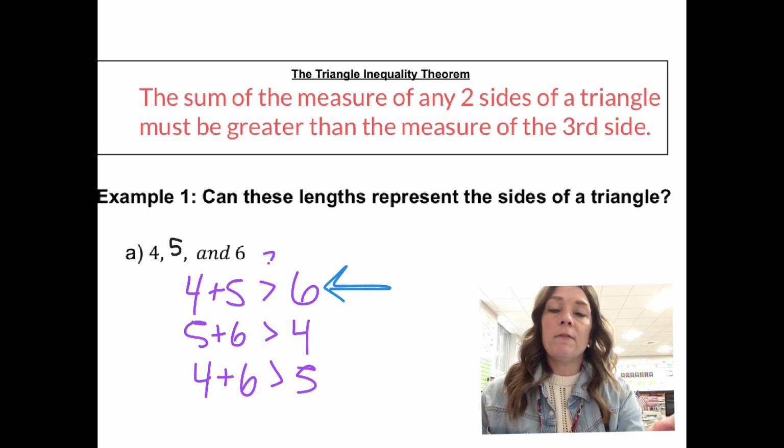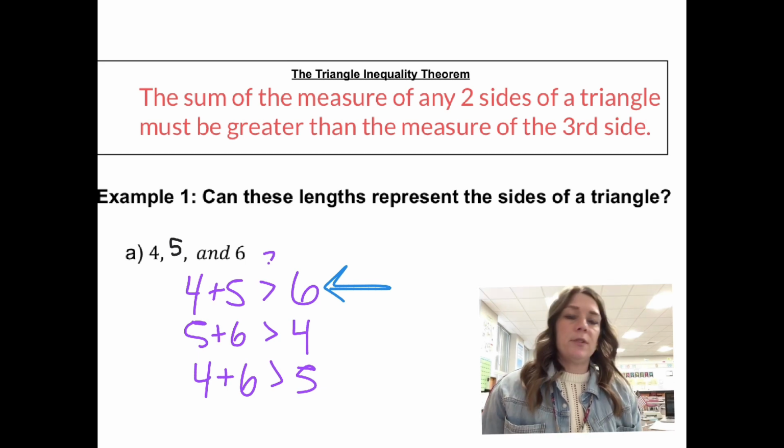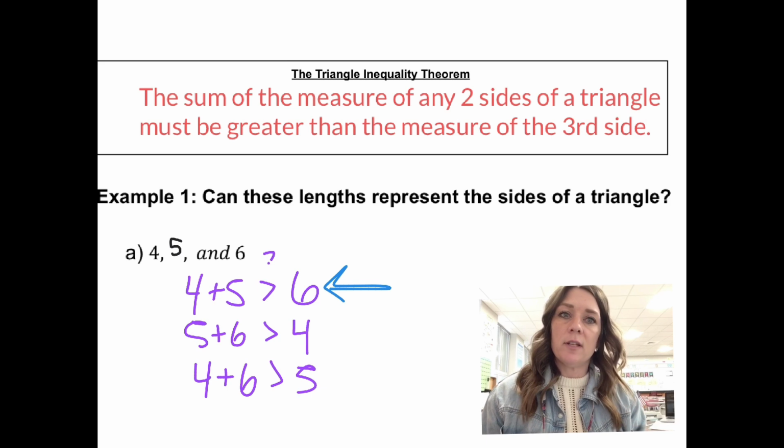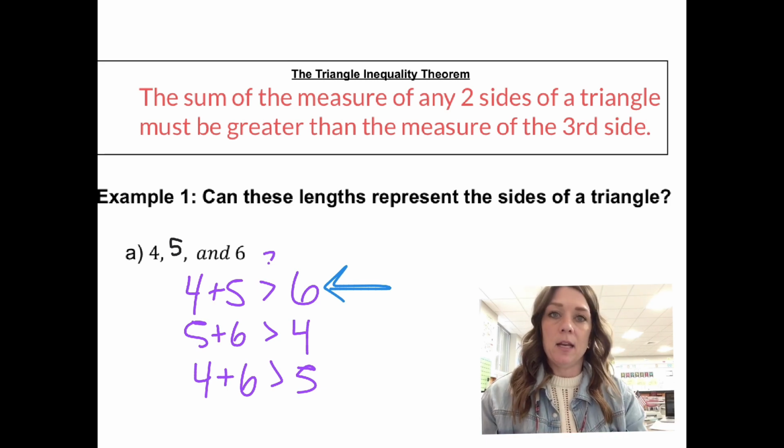Yes. So 4, 5, and 6, inches, miles, centimeters, yards, it doesn't matter, whatever that unit of measure is. If you have a length of 4, a length of 5, and a length of 6, you can make a triangle.